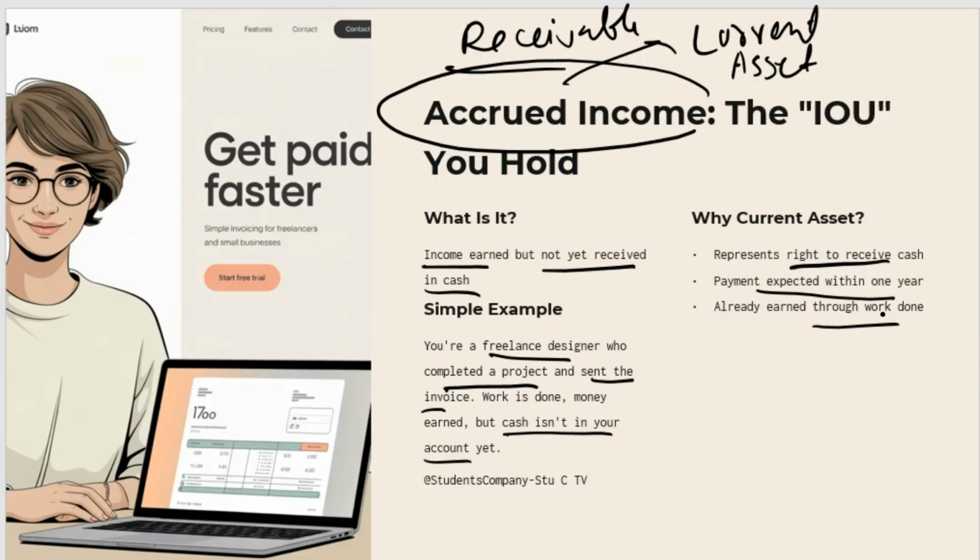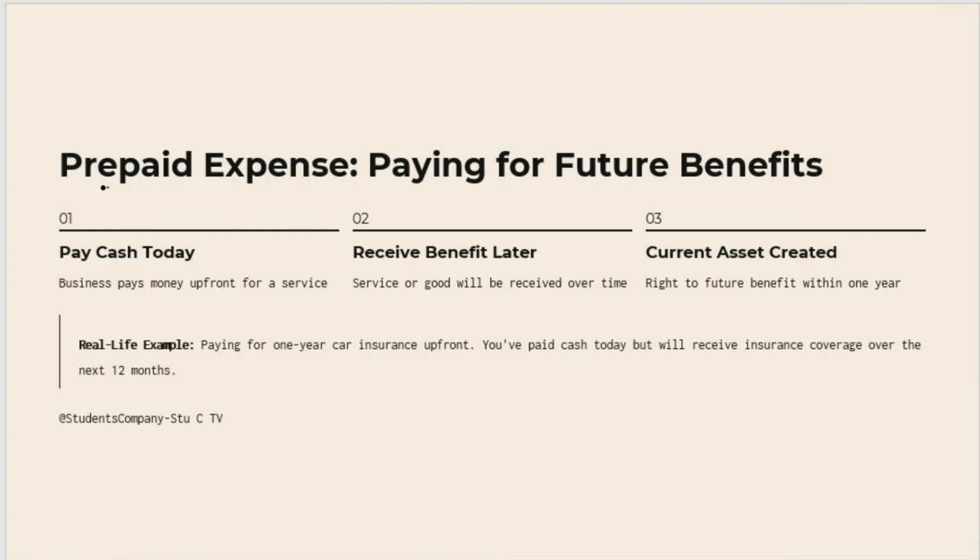Now, prepaid expense. Again, the checklist. Prepaid expense means you have paid for an expense which is going to happen in future. You have paid money upfront. You have paid cash today, but you will receive benefit or service later. So again, you have created a right to future benefit within 1 year.